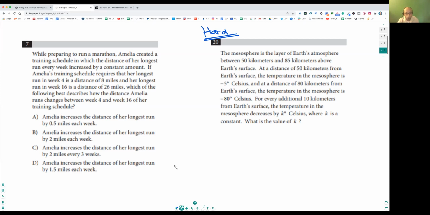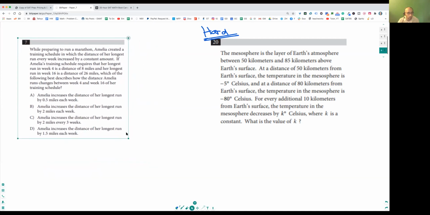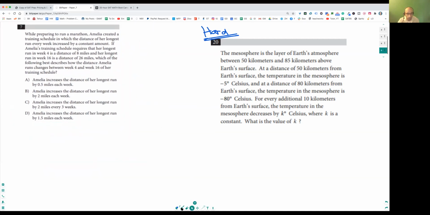Meanwhile, for those of you who are working on 7, let's look at how we do these problems. What do we do over here? So she's in week 4. I'm gonna write down week 4 and a distance of 8 miles. And then week 16, it's going to be 26 miles. So what's going on over here?